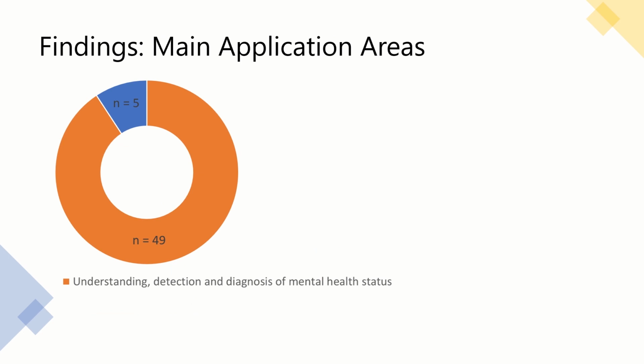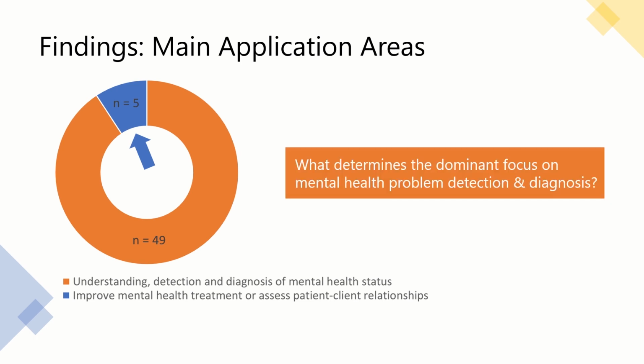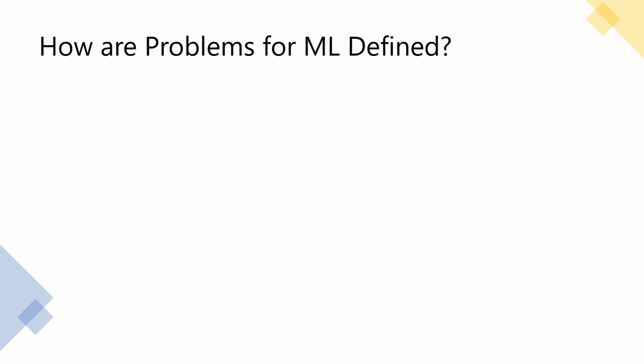Aside from efforts to understand, detect, or diagnose mental health status, few works sought to improve mental health treatment or assess patient-client relationships. But why are we seeing such a dominant focus on mental health problem detection and diagnosis? Reflecting on this question, we ask ourselves how problem scenarios for machine learning are commonly identified.